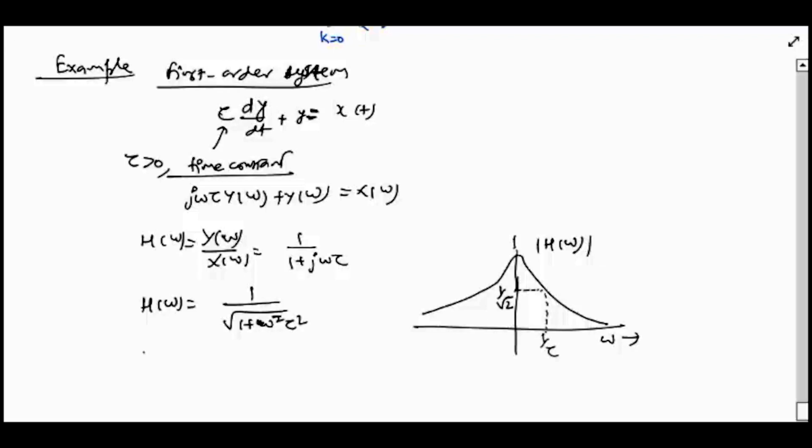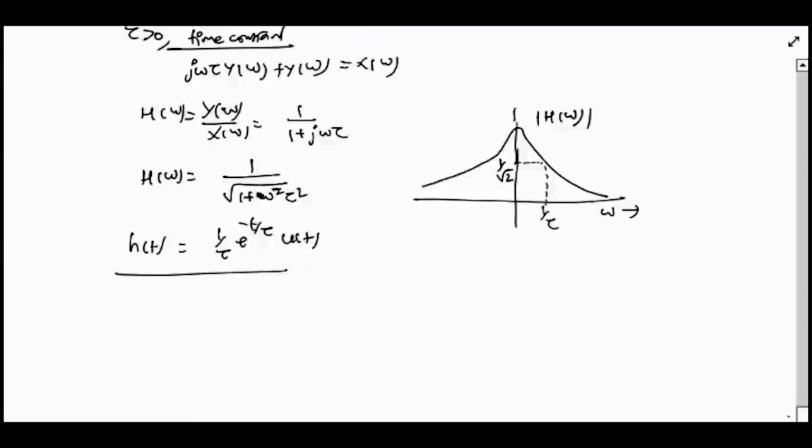Okay. In fact, we can compute the inverse Fourier transform of H(omega) to get the impulse response of the system, which turns out to be (1/tau) e raised to minus t over tau, u(t). Here we have used the scaling property of Fourier transform and an earlier result on the Fourier transform of such functions. Okay. So this was an example of applying the Fourier transform to LTI systems.